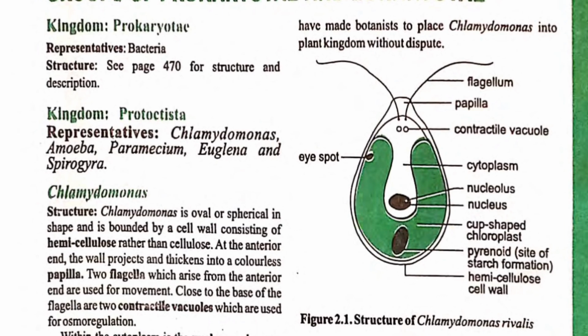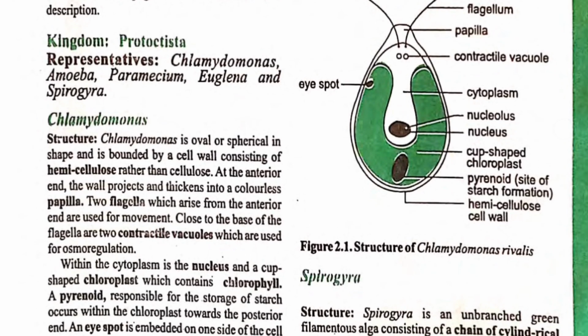Photosynthesis requires the utilization of what? Sun energy, right? Now we have the cytoplasm. Cytoplasm is the general fluid that houses other organelles in a cell. Right? We have the nucleolus. In the nucleus, we have a cup-shaped chloroplast responsible for what? Photosynthesis as well. We have the pyrenoid, the site of starch formation and storage. Then we have the hemicellulose cell wall, which I spoke about to be consisting of short branched polysaccharides. All right, so that is the first example.